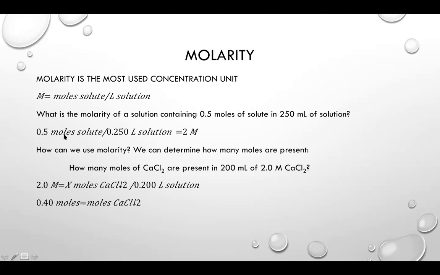So we'll put 0.5 moles of solute here where we have moles of solute, and then we'll divide by 0.250 liters. Again, we have to convert this from mils to liters of solution. And when you divide 0.5 by 0.250 liters, that gives us a 2 molar solution.